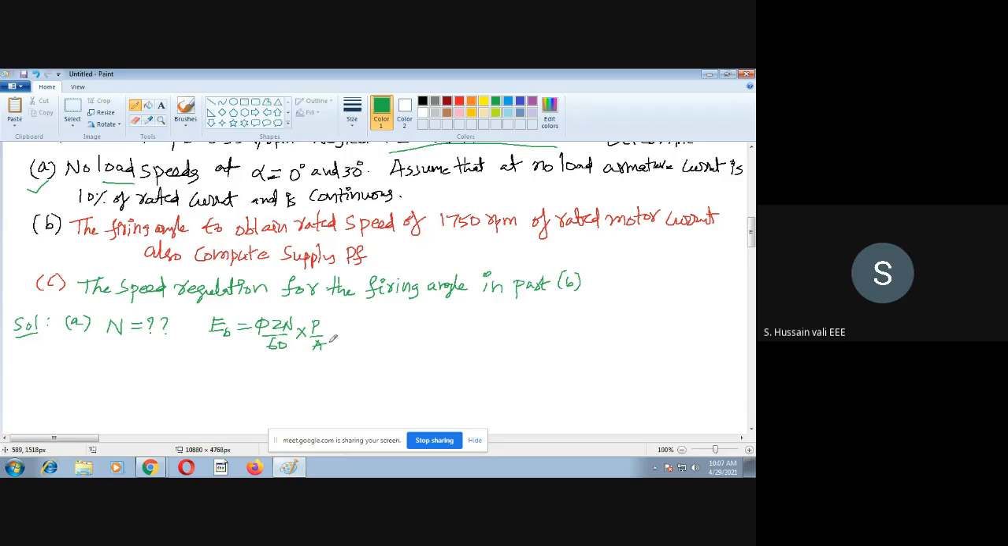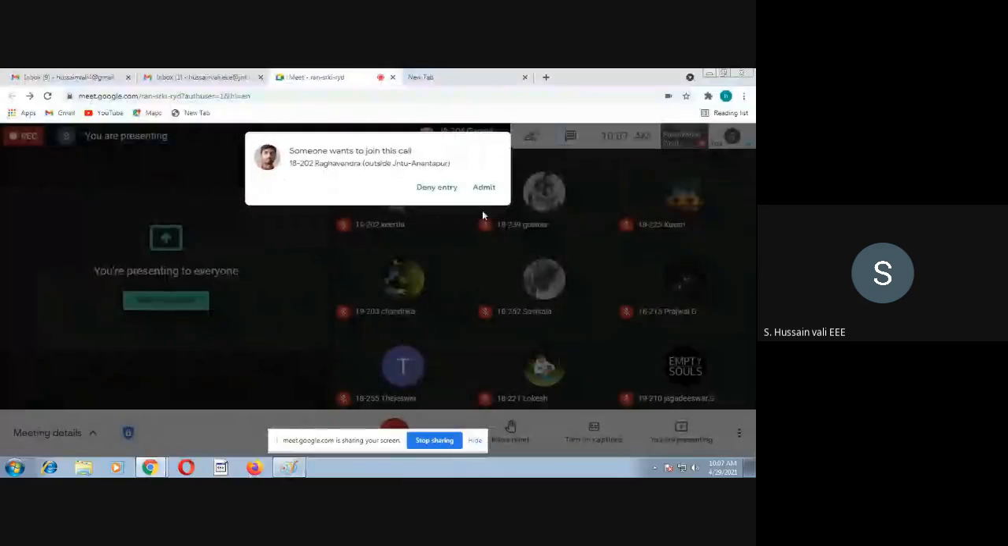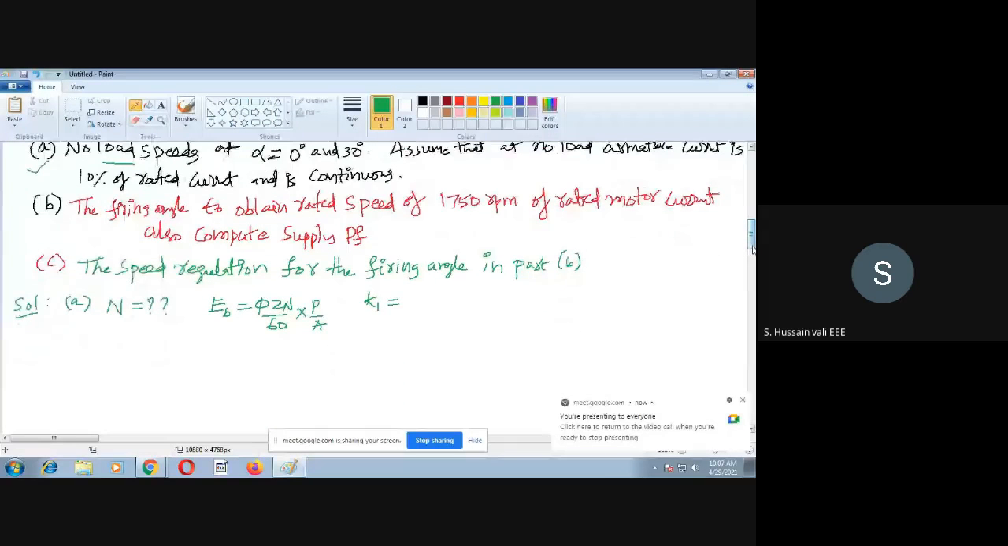Now see here, he has given one constant K1 in the problem. What is its value? Yeah, this one: 0.33 volt per RPM. So you see the unit here, 0.33 volt per RPM. It means V is the voltage and RPM is the speed n. So he has given the unit in terms of EB and n. The remaining are all constants.